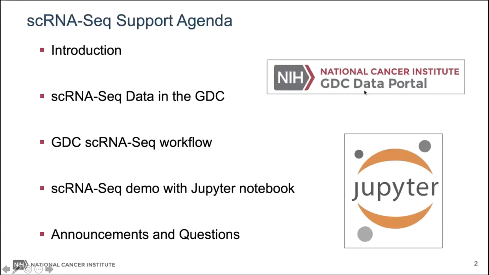Here we go. So I just want to go over a short agenda just to show you what this presentation will be about. First, there's going to be a very short introduction about the GDC and single-cell RNA-seq in general. Next, we're going to talk about single-cell RNA-seq as it exists in the GDC. Then Lauren's going to get a bit more in-depth on how the GDC processes single-cell RNA-seq. That'll be followed by a demo given by Lauren with a Jupyter notebook on how to visualize single-cell RNA-seq data. Then finally, there will be some announcements and we'll take any questions.